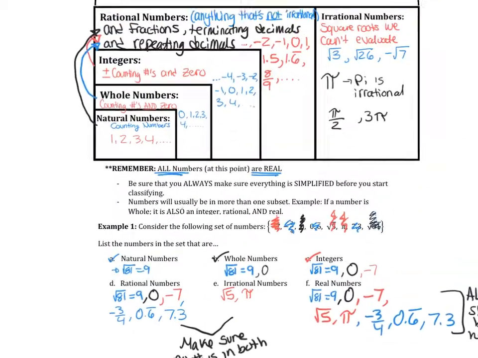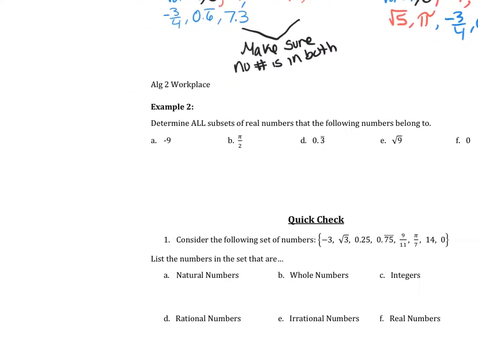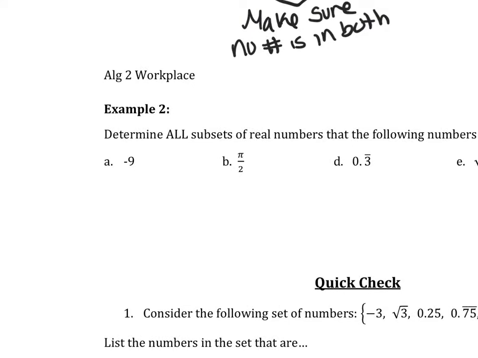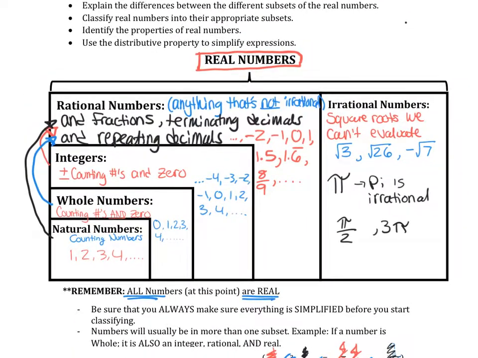Okay, so on the back, there's one more example where instead of giving you just a list of numbers and having you put them in the subsets, I give you just one number and you need to list all of the subsets that it is included in. So remember, when you use this, let's say like we have 0 again, just start from inside. Is 0 a natural number? No. Is 0 a whole number? Yes. So wherever your first yes is, it's that subset and then all of the ones above it. So just make sure you're going up.